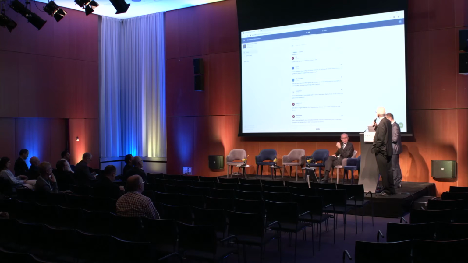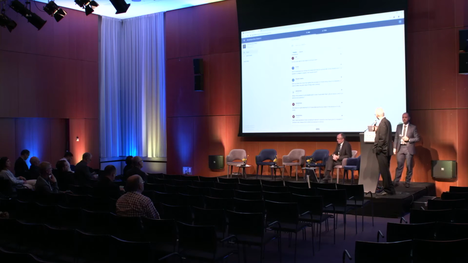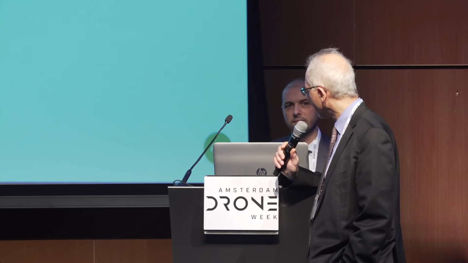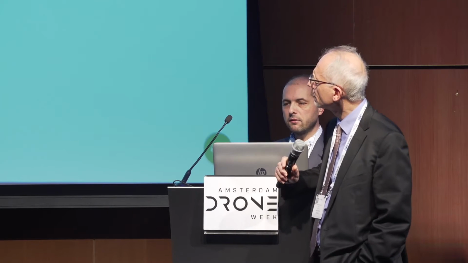Do the drones need to have lights on during the day as well? I think it's only for nights. It's written only for nights. The requirement is to have the lights for night only.